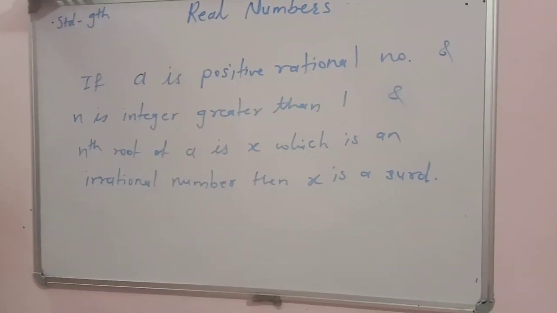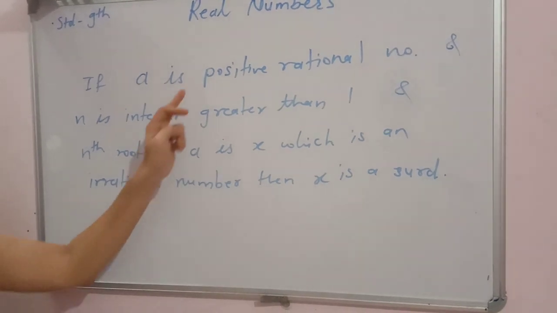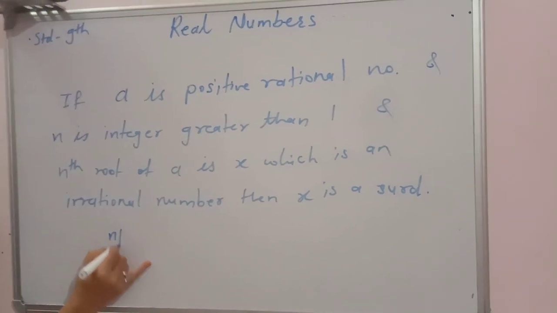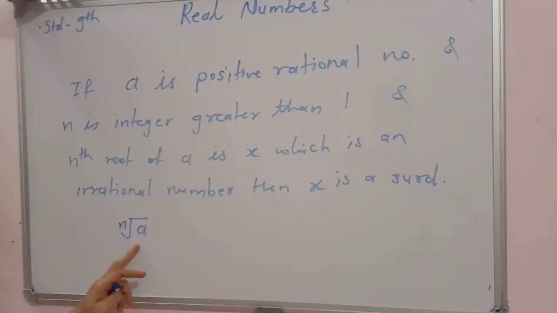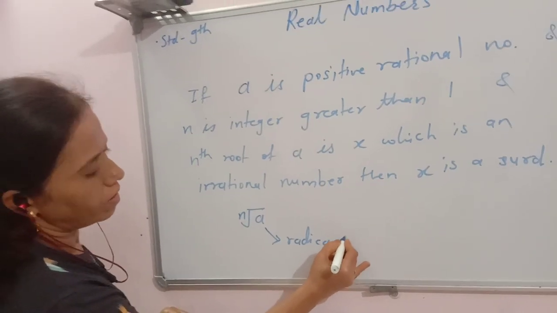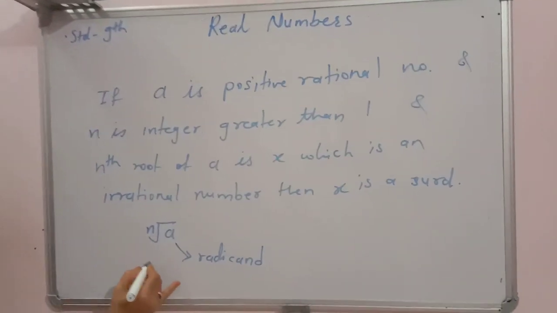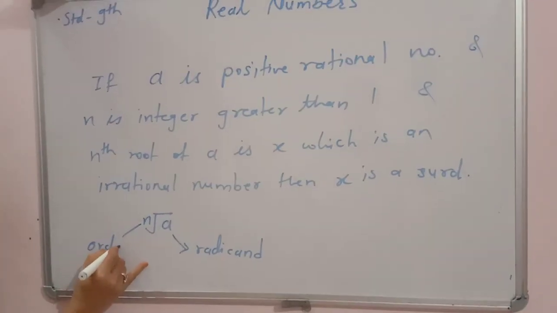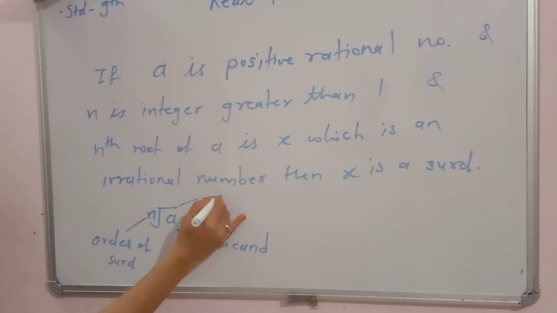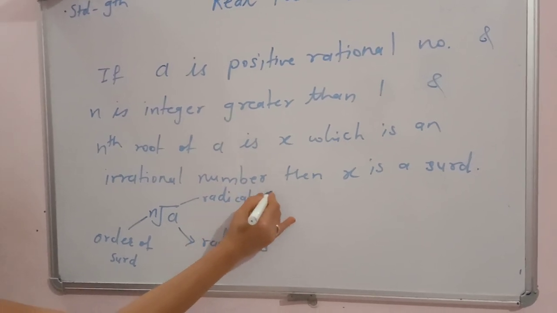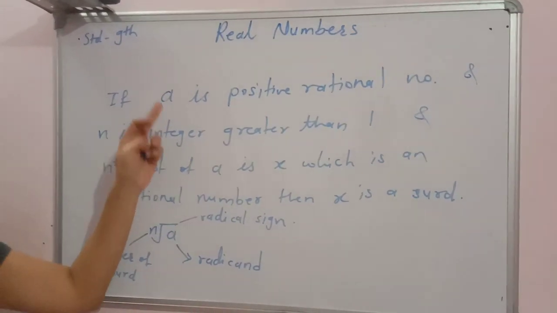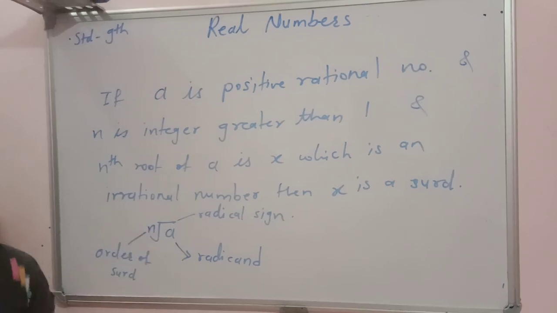In other words, we can say that the irrational root of a positive rational number is known as a surd, and it is written as the nth root of a, where this a is known as the radicand, n is known as the order of the surd, and this sign is known as the radical sign. So read it once again and understand what is meant by surd.